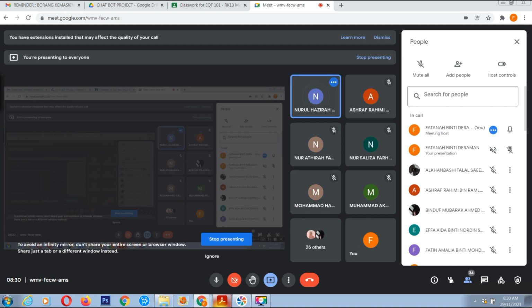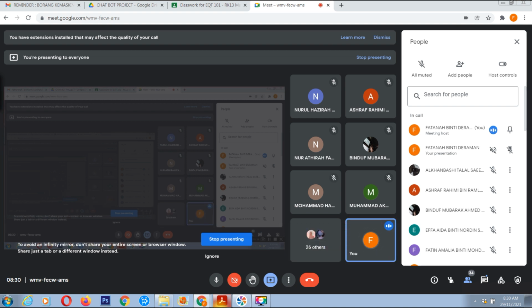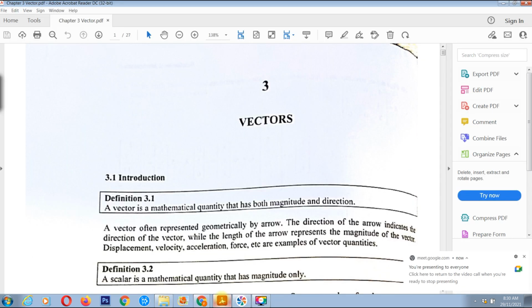Has magnitude and direction. Magnitude and acceleration. Acceleration is an application. Okay, good. Displacement. That is the application. So a vector is involving magnitude and direction. So what is magnitude?